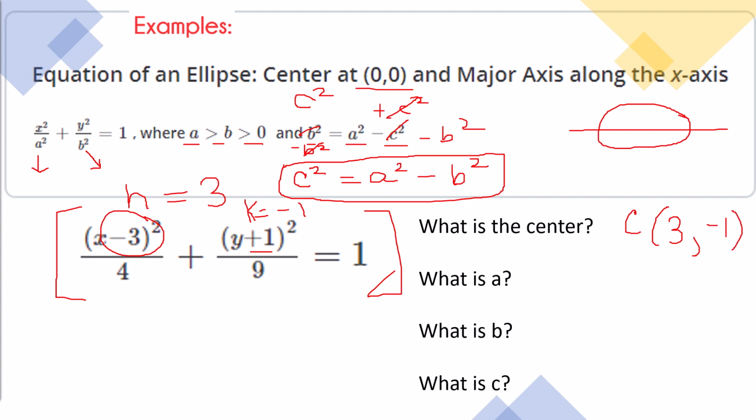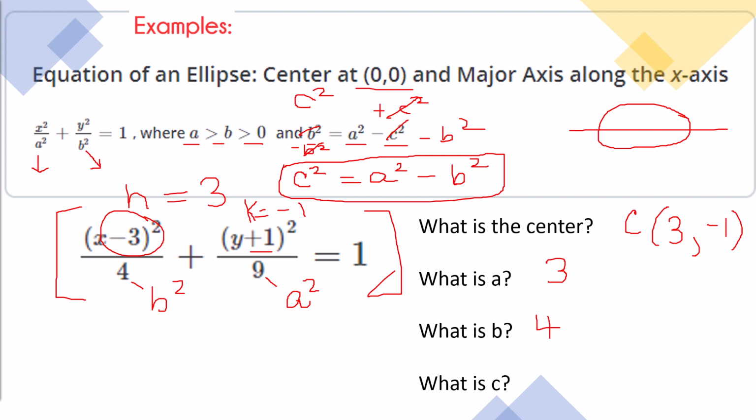All right, what is a? Now remember, as I said earlier, a is always going to go with the larger denominator. So a squared is 9 and b squared is 4. Take the square root of 9 to get a, so a is 3. Take the square root of 4 to get b, so b is 4.